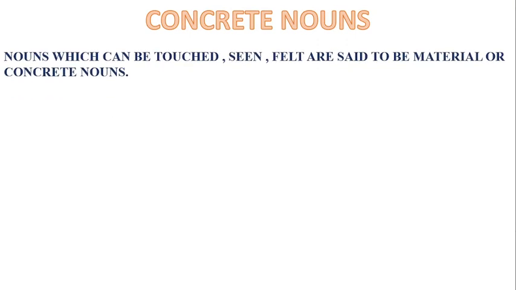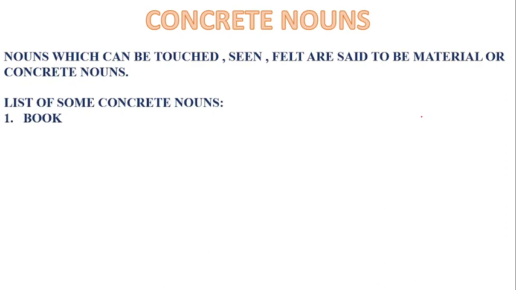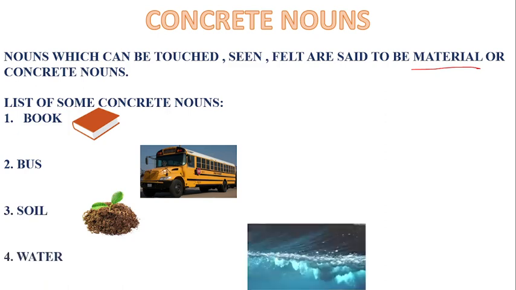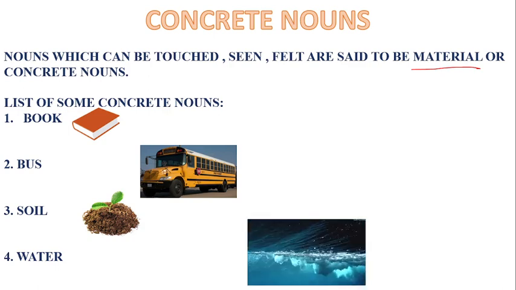Let's move on to concrete nouns. Concrete nouns are nouns which can be touched, seen and felt, and they are also said to be material nouns. Okay, for example, book, I can touch a book, I can see a book. Then bus, I can literally sit in the bus, I can see it, I can feel it. Soil, I can touch the soil, I can take some of the soil in my hands. Okay, and water, I can swim in water, I can drink water, I bathe in water. So these things can be touched, felt, so hence they are known as concrete or material nouns.